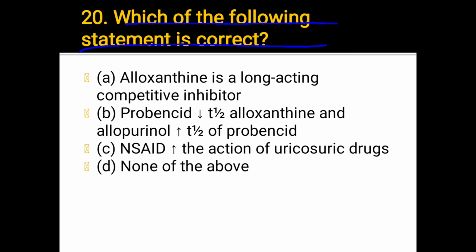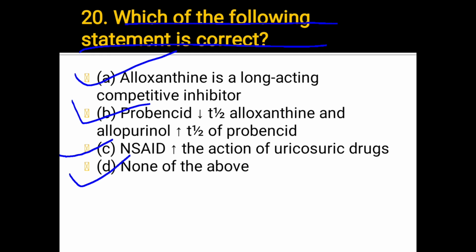Which one is correct here? A, aloxacin is a long-acting competitive inhibitor. B, probenecid decreases the half-life of aloxacin, and allopurinol increases the half-life of probenecid. C, NSAID increases the action of uricosuric drug, or D, none of the above.